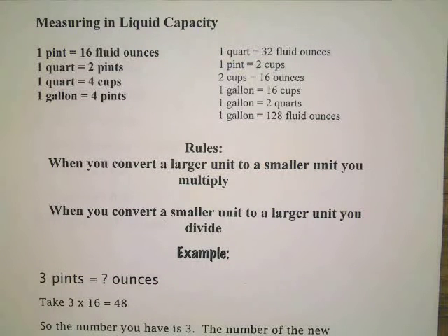So the rules. Anytime we're using the English system, there are 2 rules for conversion. If we want a larger unit to go to a smaller unit, we multiply. If we want a smaller unit to go to a larger unit, we divide. So if we have ounces and we want to go to gallons, we divide. If we have gallons and we want to go to cups, we multiply.